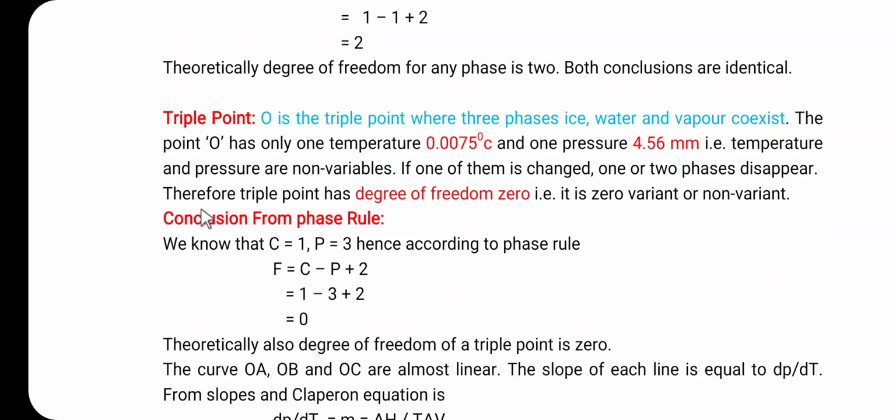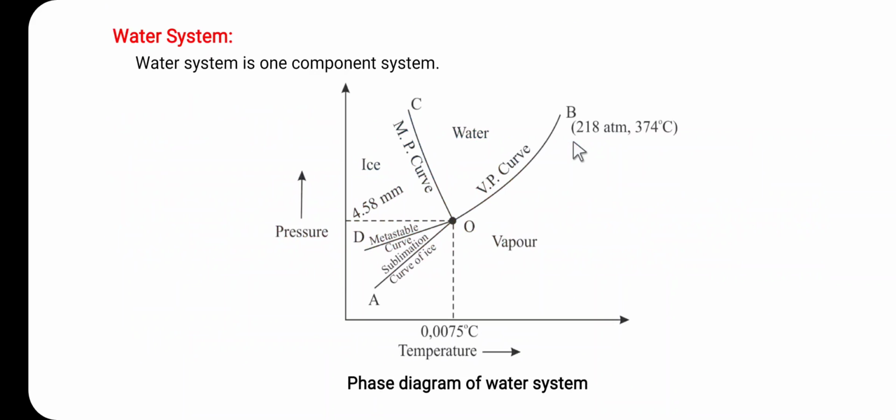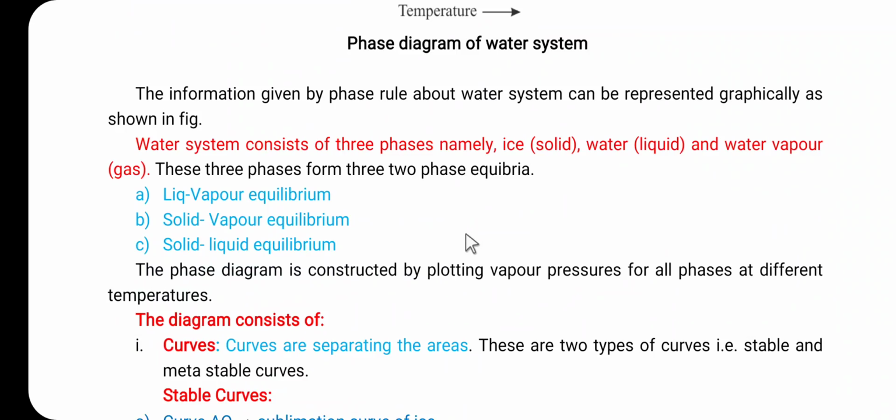Then let us consider the next point, that is the triple point. So here in the diagram, O is the triple point where the three phases ice, water and vapor coexist. So again here O is the triple point. At this point there is an equilibrium between ice, water and water vapor at the temperature 0.0075 degrees Celsius and the pressure 4.58 millimeter.